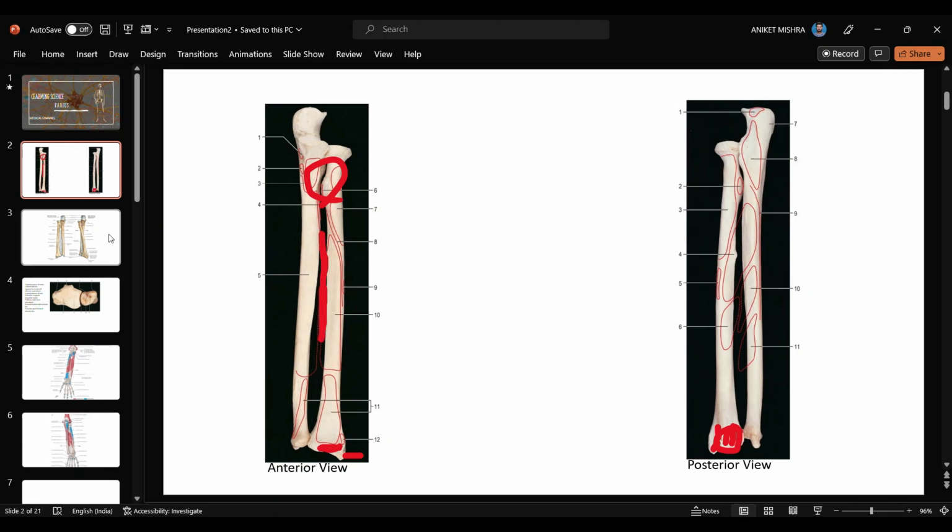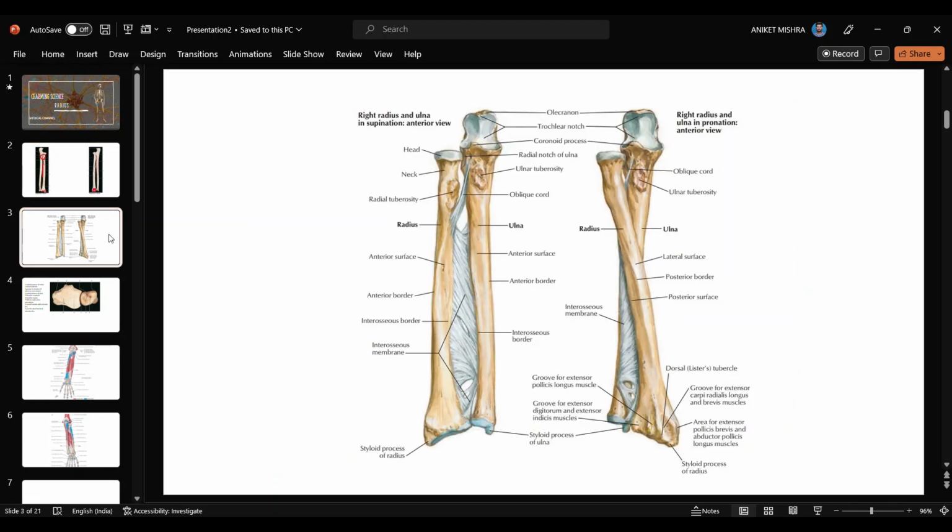So that's how we determine all the sides of the radius bone. Now let's see the special landmarks present on the radius. We have two positions: this one is the supination and this one is the pronation. When we look at the radius, this is the upper end, the lower end, and the shaft.